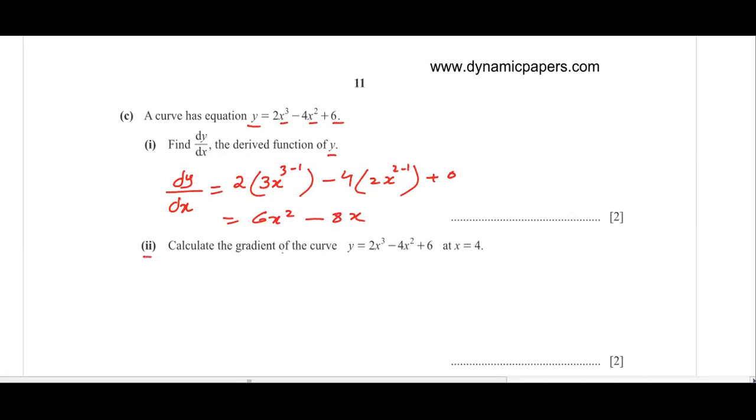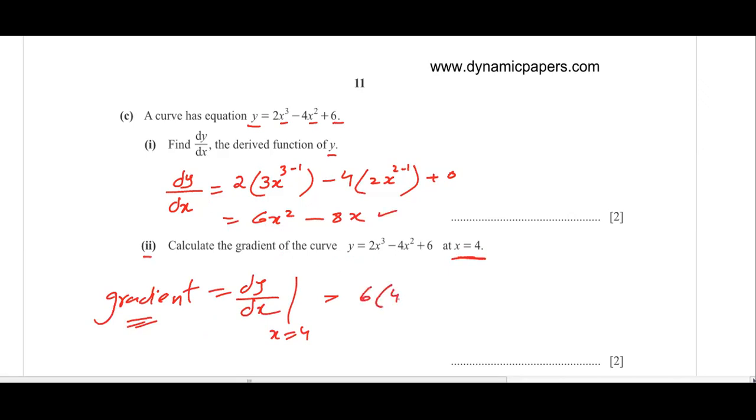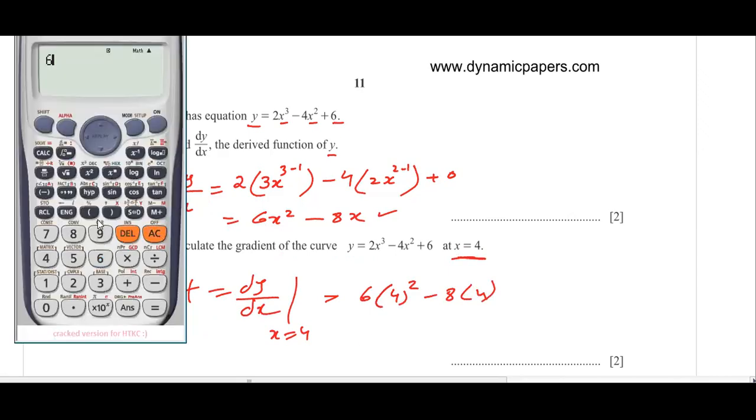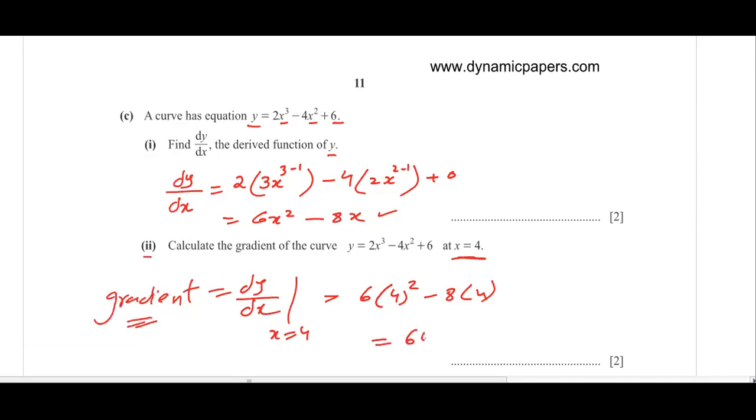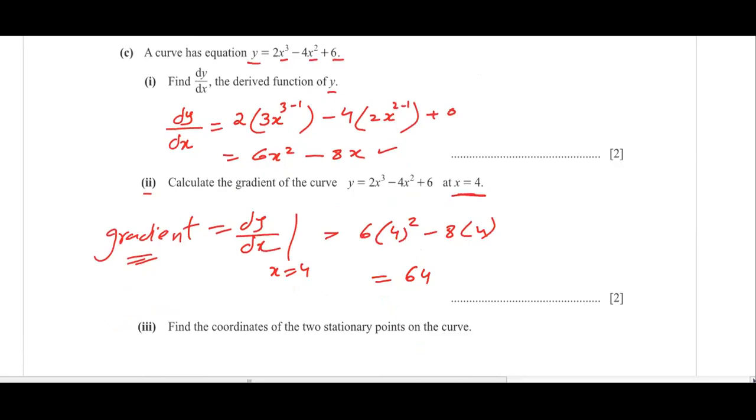Part B is saying calculate the gradient of the curve at x is equal to 4. Now the gradient is always equal to dy over dx at the given value. So we found already dy over dx. So for the gradient, you need to put x is equal to 4 in this derivative. It will become 6 into 4 square minus 8 into 4. So what will that value be? 6 into 4 square minus 8 into 4. So that is 64. 64 is the gradient of the curve at x is equal to 4.